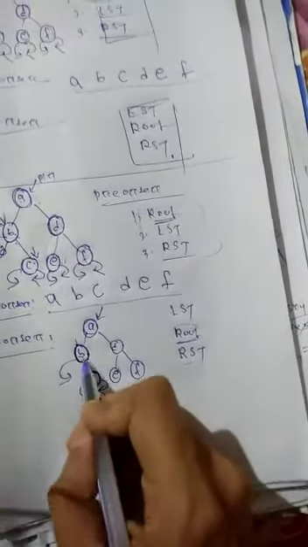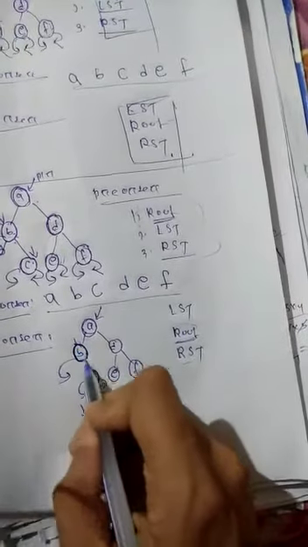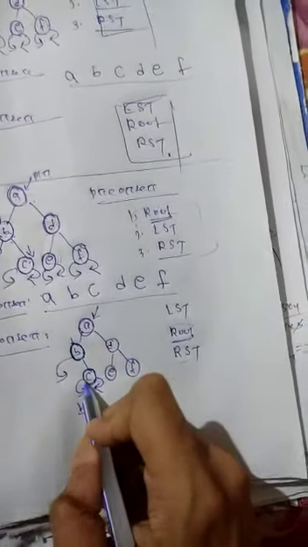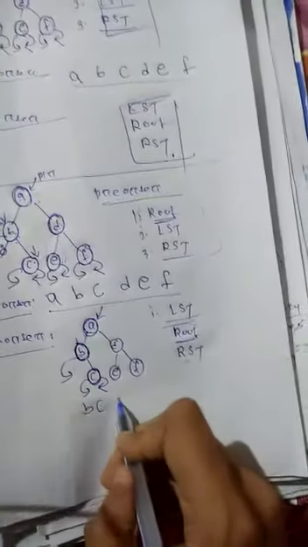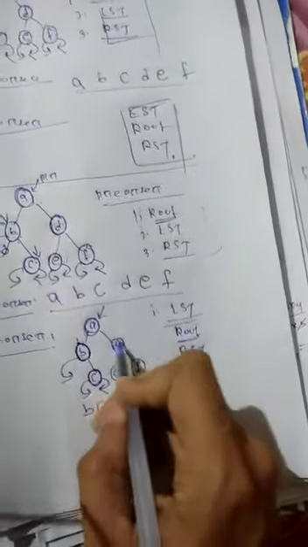Okay, then return to B. Left subtree completed, print the data, right subtree also completed, then it returns to A. Left subtree, the first statement, will be completed, then root, meaning print the data, we have to print the A, then we have to go to the right subtree. Okay, this is the first step, second step, and third step.